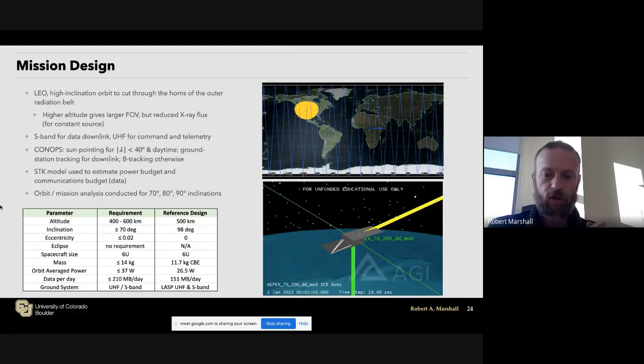And this is a 6U CubeSat, if that was not already obvious. It's a relatively heavy CubeSat. It's one of the issues and risks that we are constantly paying attention to in the development. And it's also a power-hungry CubeSat. And I'll comment on both of those things shortly.